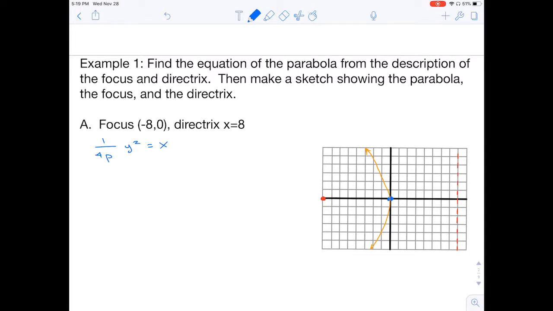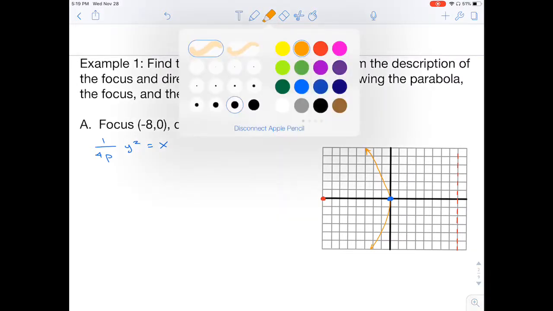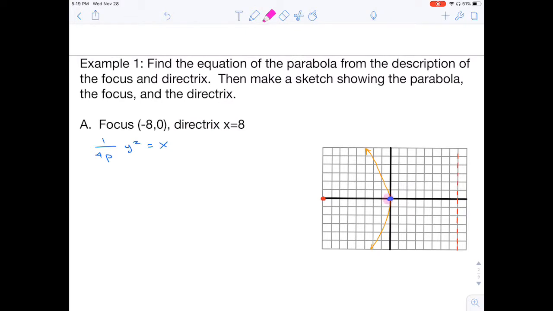The next thing we want to do, now that we've chosen our formula, is figure out what p is. P is the directed distance from the vertex to the focus. Okay, it is the directed distance. So in other words, I'm going to go from my vertex to my focus. P is that directed distance. All that means is it's my signed distance. So in this case, because it opens to the left and I go 8 units, the directed distance, or p, is -8.